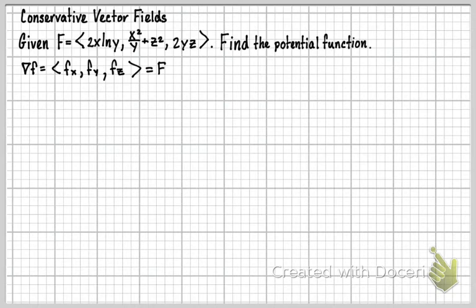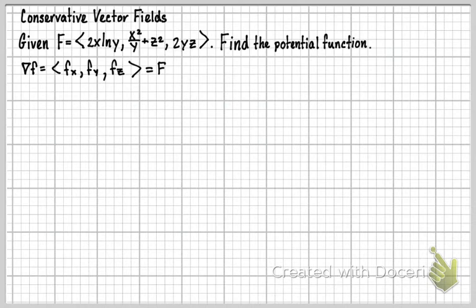So what's happening here is my f_x equals 2x ln y. When I take the partial derivative of f with respect to x, I get 2x ln y. When I take that same function f and differentiate with respect to y, I get x²/y + z². And when I differentiate that same function f with respect to z, I get 2yz.